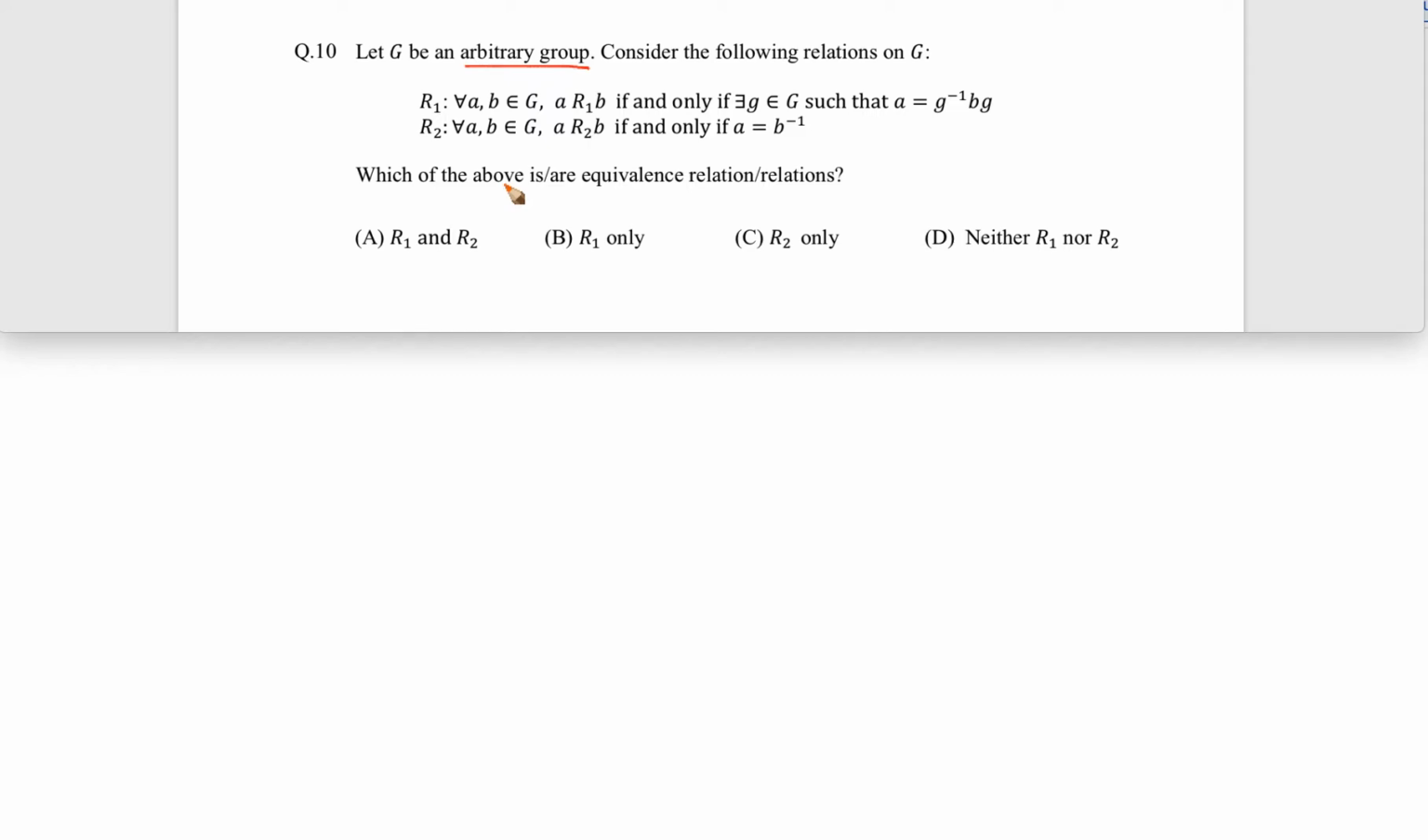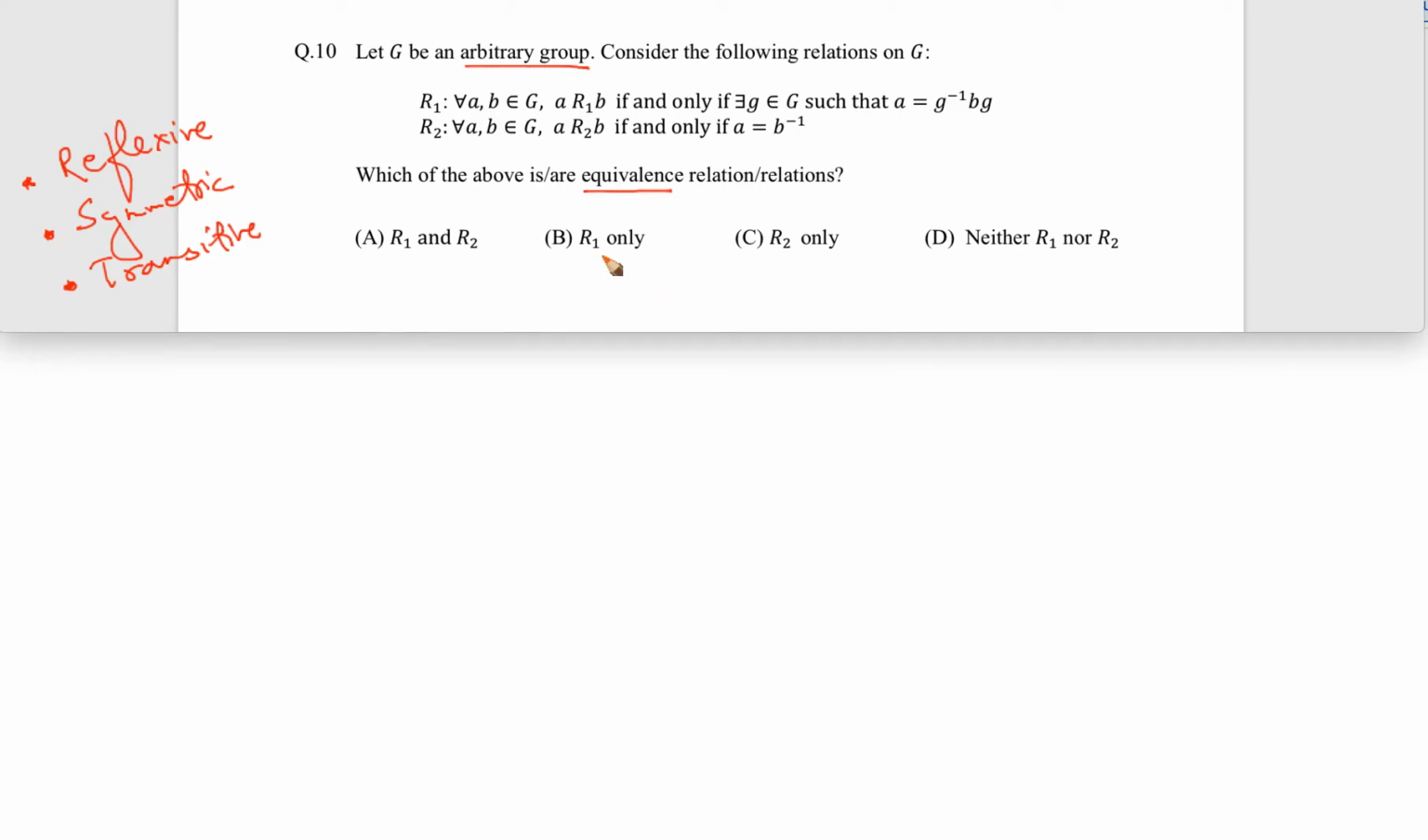So we'll first figure out what equivalence is. Equivalence basically means three things you might already know. First one is reflexive, second one is symmetric, third one is transitive. If these properties hold, then you can say that this is an equivalence relation.